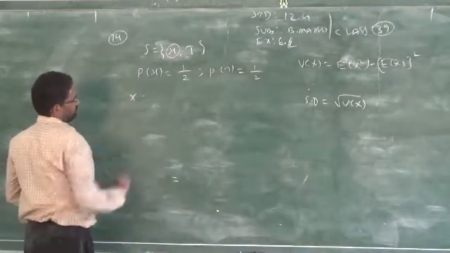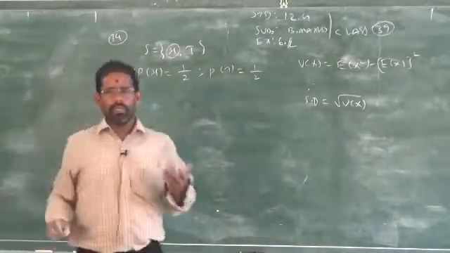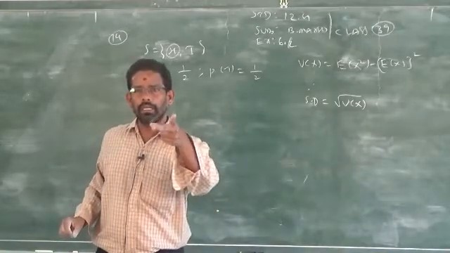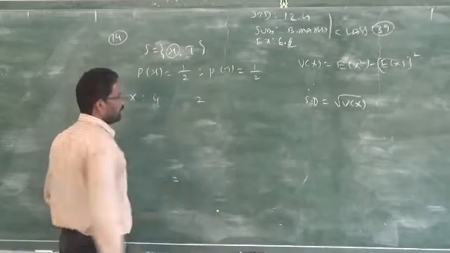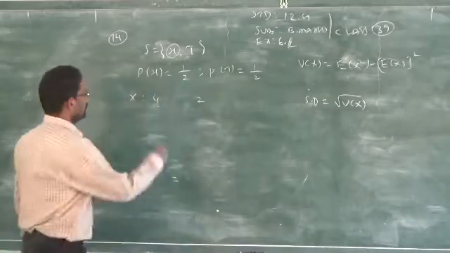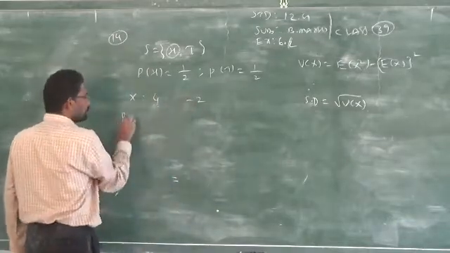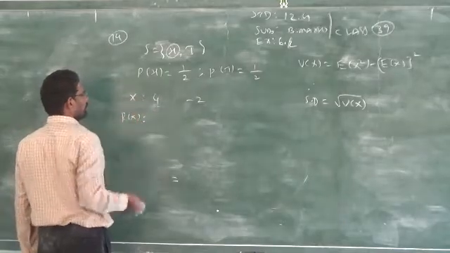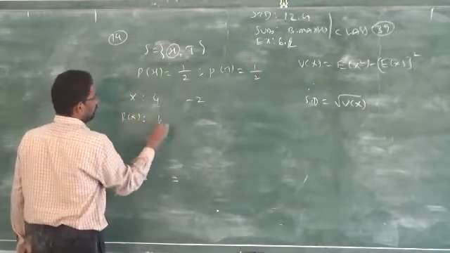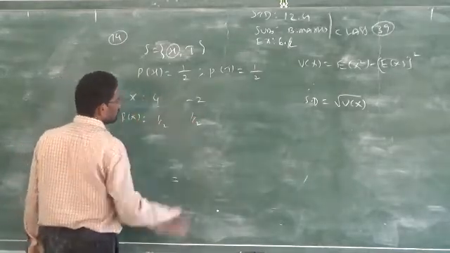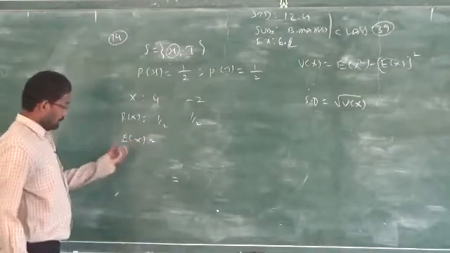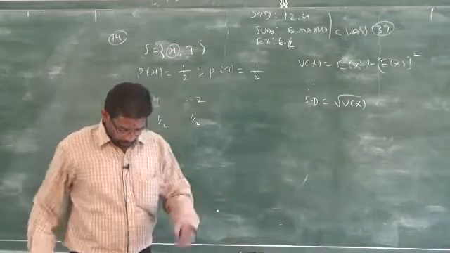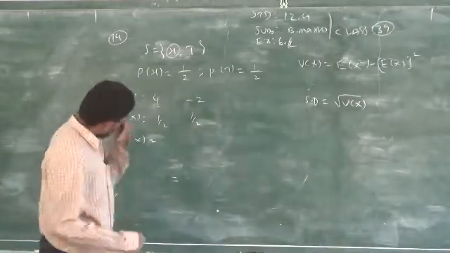Now, x: when head is turned, I will get rupees, how much? 4. I lose 2 rupees when tail occurs, that is minus 2. So, what is your probability? You know very well the coin has the same probability to get head or tail. That should be understood. Now, you have to find the expected profit and the variance. Both you have to find out.